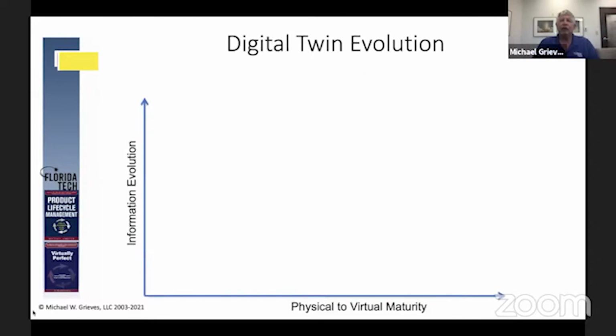So I just want to finish this and talk about how this is evolving and what our focus is in terms of the digital twin evolution and where we're going with it. If I look at the y-axis as being the information evolution, meaning the more complex and defined information, those are my ontologies and taxonomies and integrations. And then moving from the physical world to the virtual world.